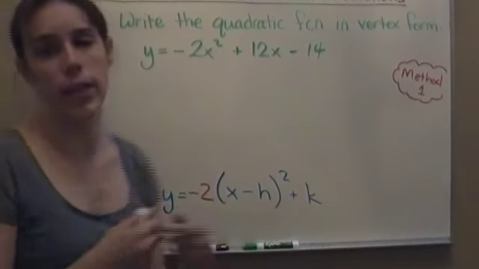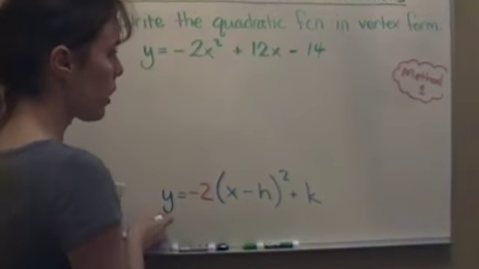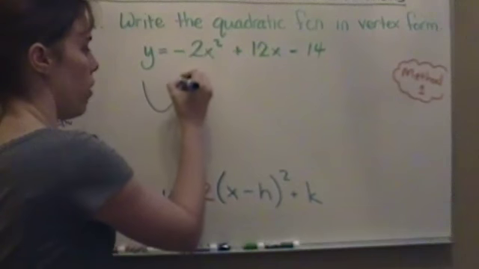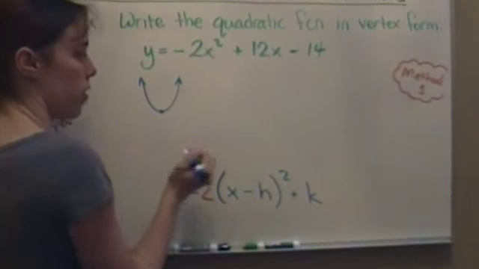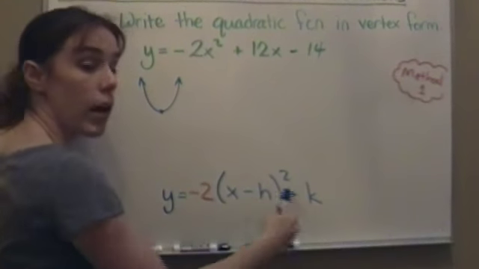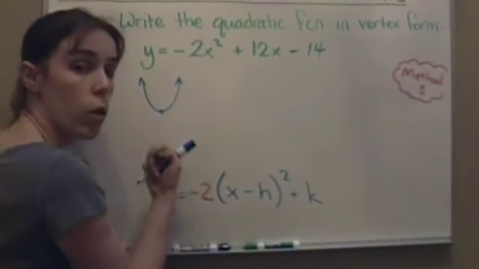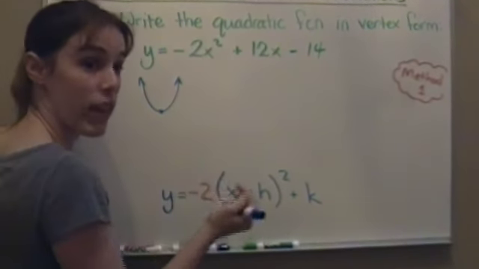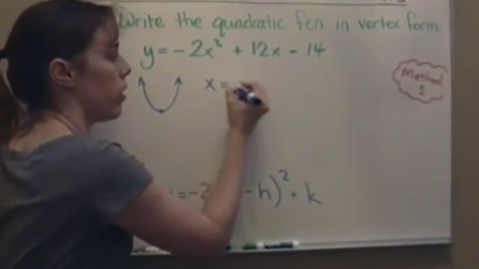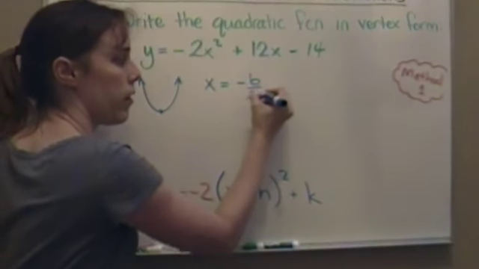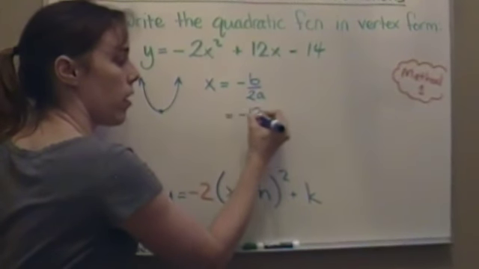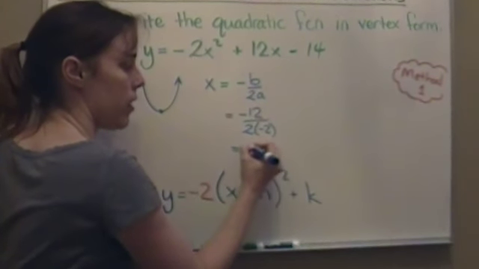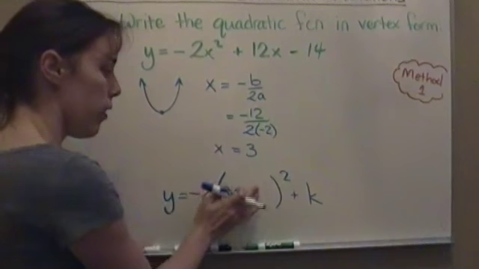Now, though, I have to find h and k. Well, I know that if I could find on the parabola the vertex using this, I would have my h and my k values, my x and my y of the coordinates of the vertex. So let's use the axis of symmetry to find the x value. So the axis of symmetry is found with negative b over 2a. Negative b is negative 12 over 2 times negative 2. So that means x equals 3. I'll put that in right there.